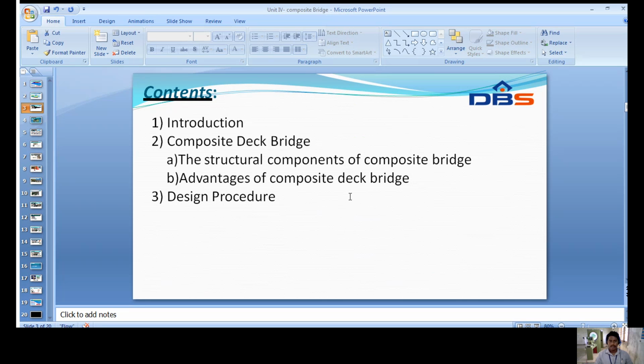Today we are going to cover the introduction of composite bridges: what is meant by a composite bridge, what the structural components of composite bridges are, what is included in them, and what the advantages are if we use a composite bridge. We are also going to talk about that.